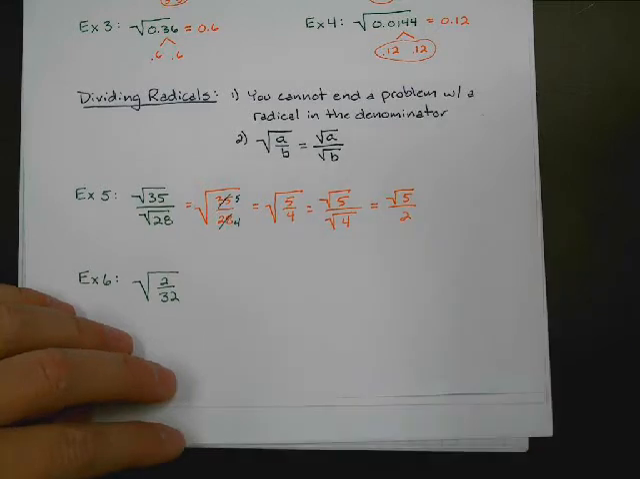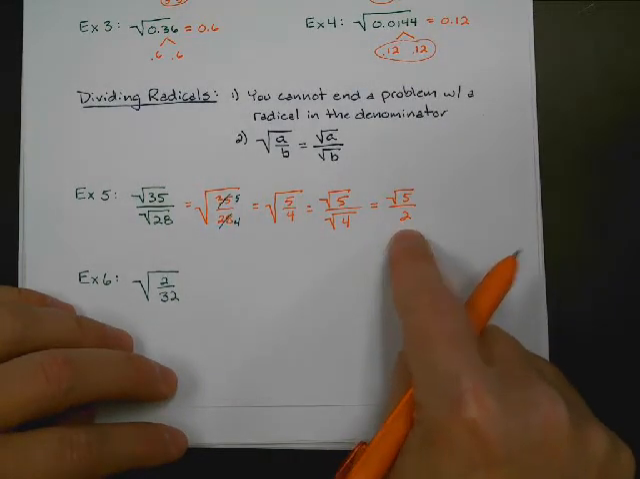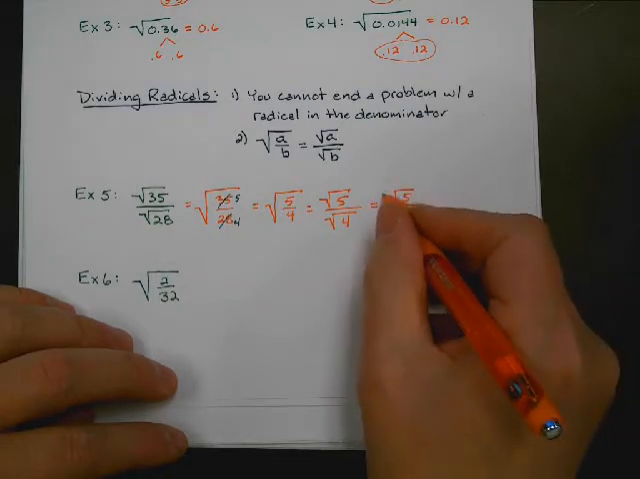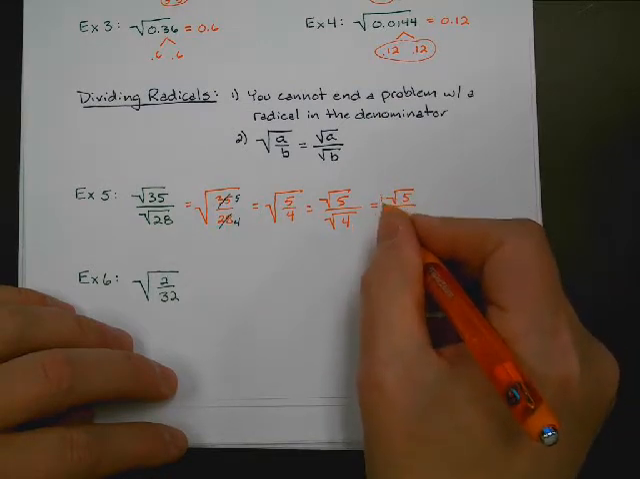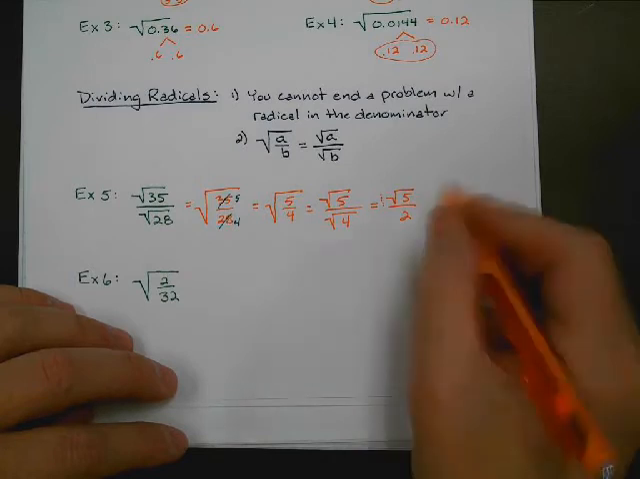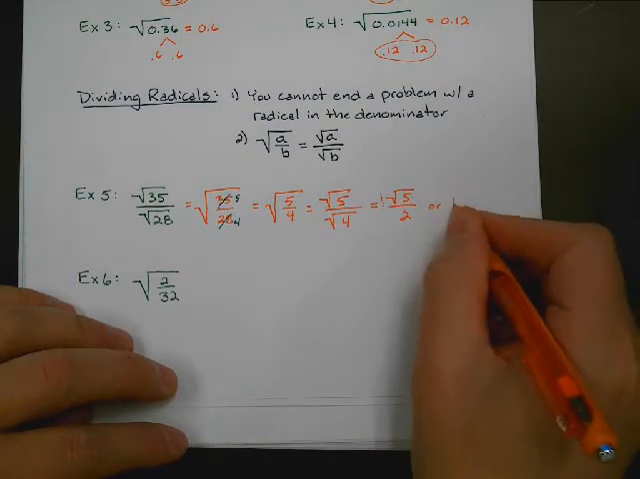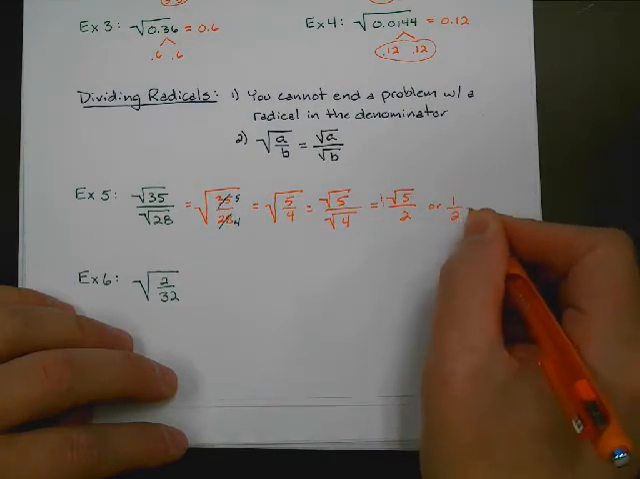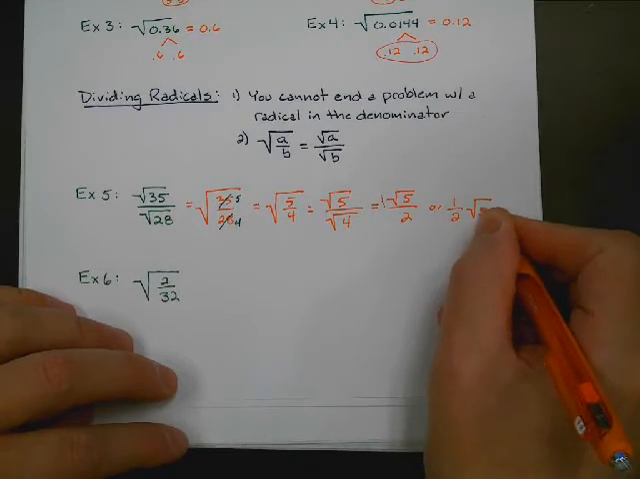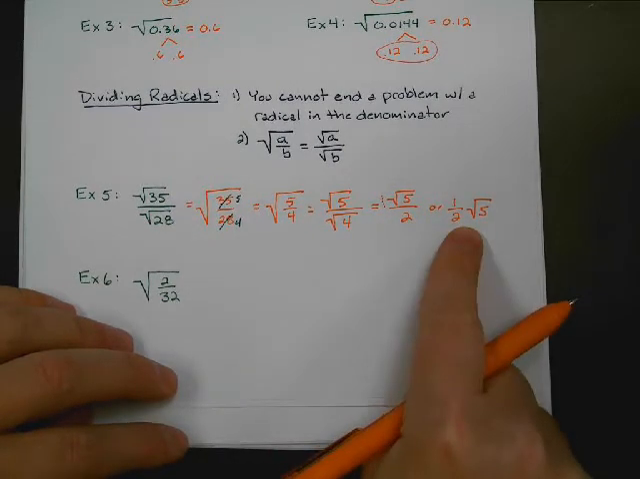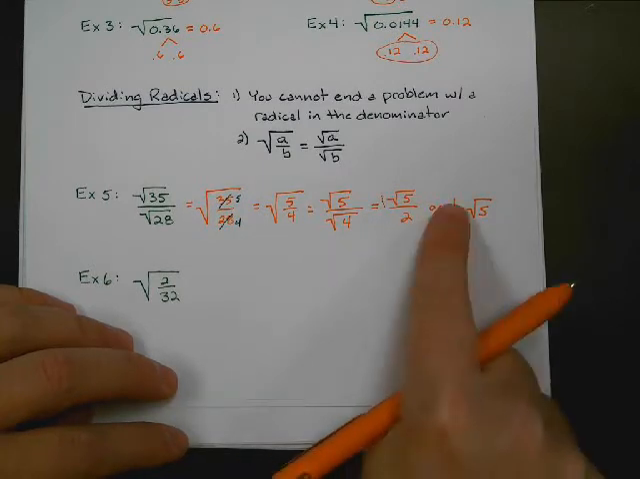over 2. Now we can write this like this, or we can realize that this is 1 half times root 5. So there's a 1 out there that I can't see. So I can write it like that, or I can say it's half of root 5. So those are equivalent. They're the same thing. So I can say my answer is root 5 over 2, or half of root 5.